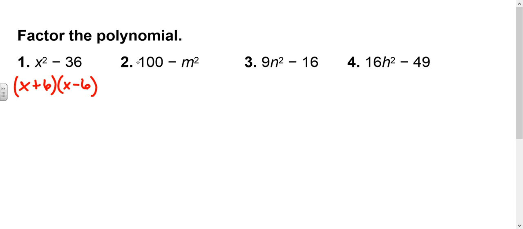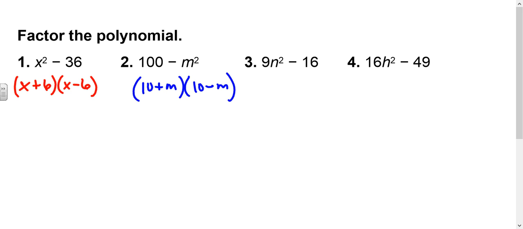All right, this one's kind of backwards, but it's the same concept. So we have 100 minus m squared. So we're trying to think of what numbers multiply to be 100 and what numbers multiply to be m squared. Well, if we take the square root of 100, what number times itself equals 100? 10. So I'd have 10 and 10. And then what multiplies to be m squared? Well, that would be m times m. And remember, one has to be plus and one has to be minus, so that when we multiply them, we get a negative m squared.